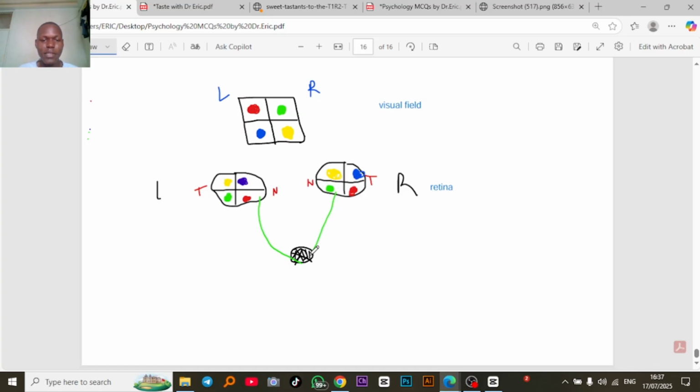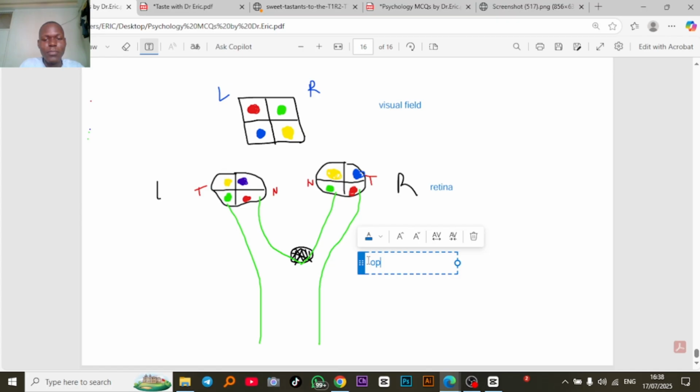Even this side, the nasal will come to the optic chiasm, whereas whatever comes from the temporal will just proceed on that same side like that. It will not go through the optic chiasm. So we have our optic chiasm here.